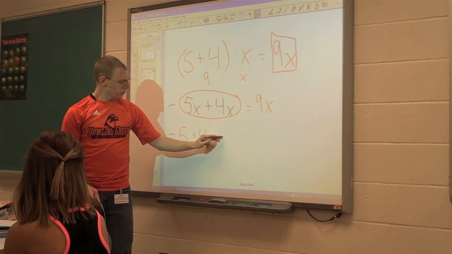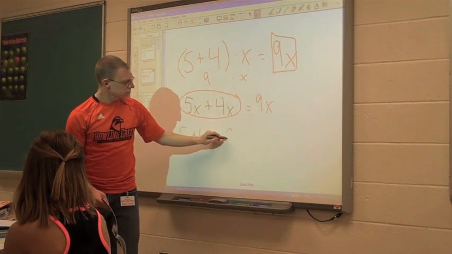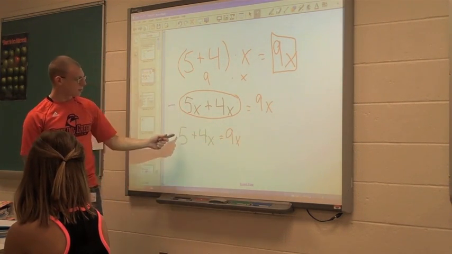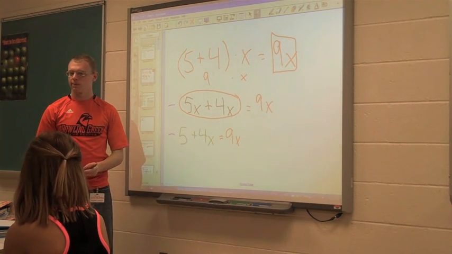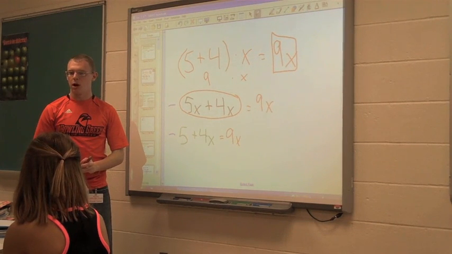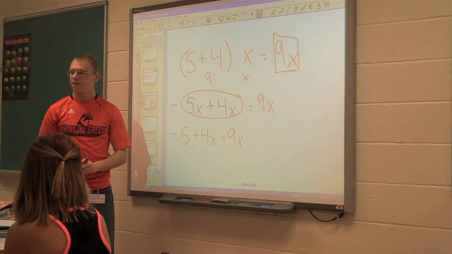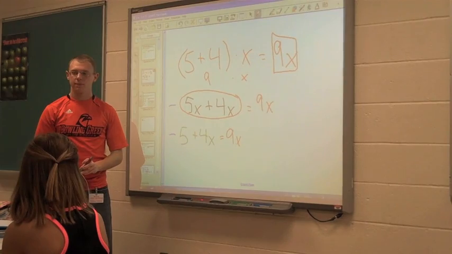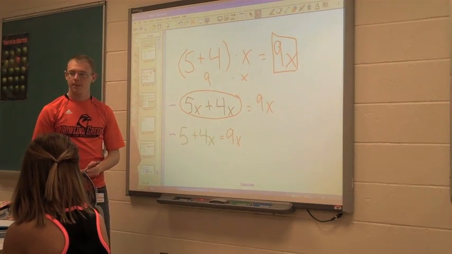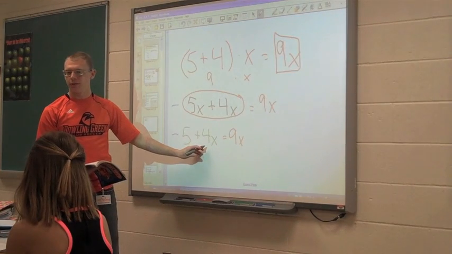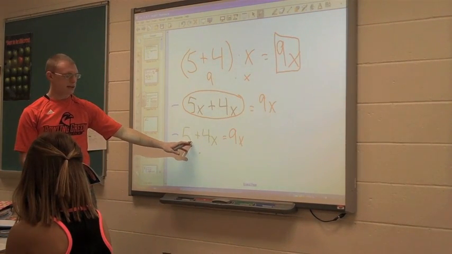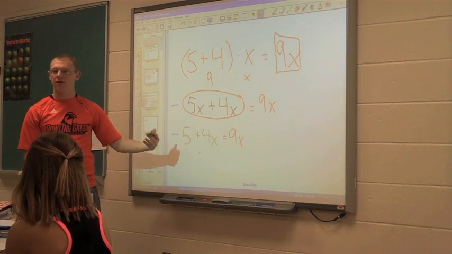So then why can't 5 plus 4x equal 9x? Because we have a 5 and a 4 and an x. Can anyone tell me why we can't do this? Is it because the 4 and the x aren't on the same side? Yes, because the x is connected to the 4. There's no x connected to the 5, so that's just a value.